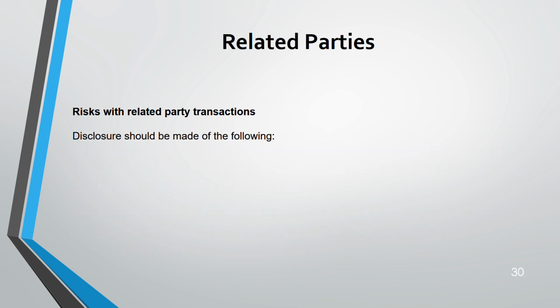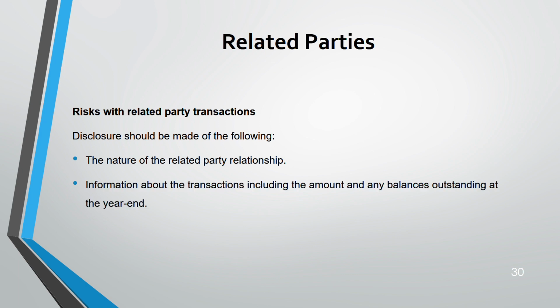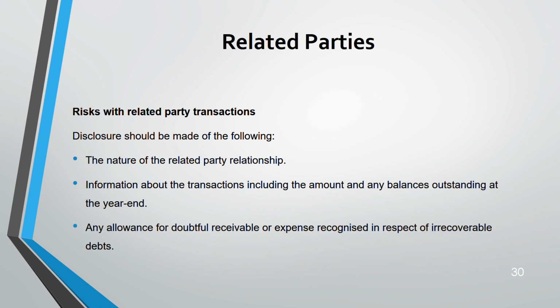Now, disclosure. These are the disclosures that are made. First is the nature. Then the information about the transaction, for example the amount and outstanding amount. Then any allowance for doubtful debt. Because if you are doing transactions with related parties, there is a high chance that they might not be able to pay you back, or they might not pay you. So that's why we are talking about doubtful debt.